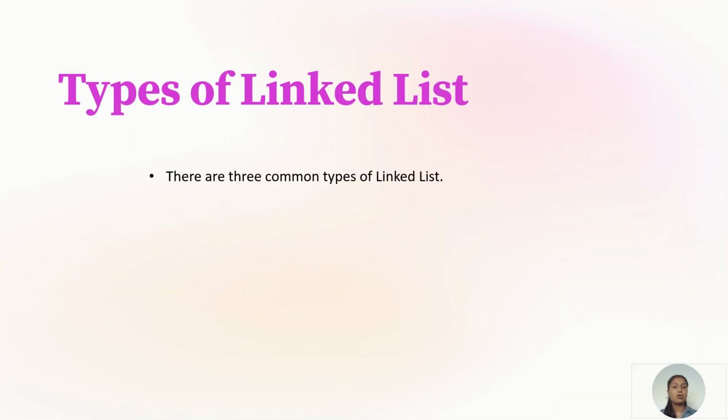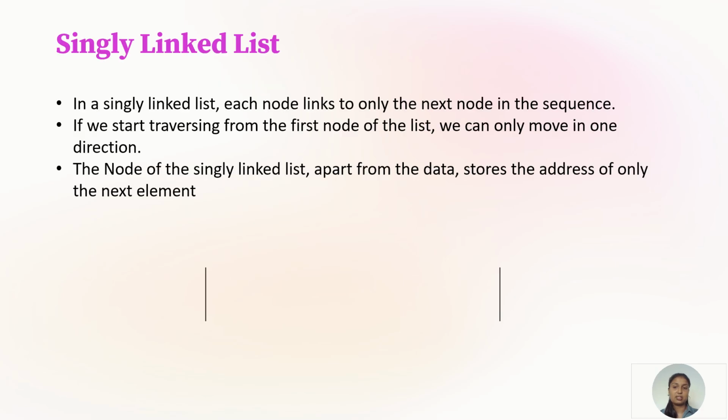So there are three common types of linked list. The first one is the singly linked list. The second one is the doubly linked list. And the third one is the circular linked list.